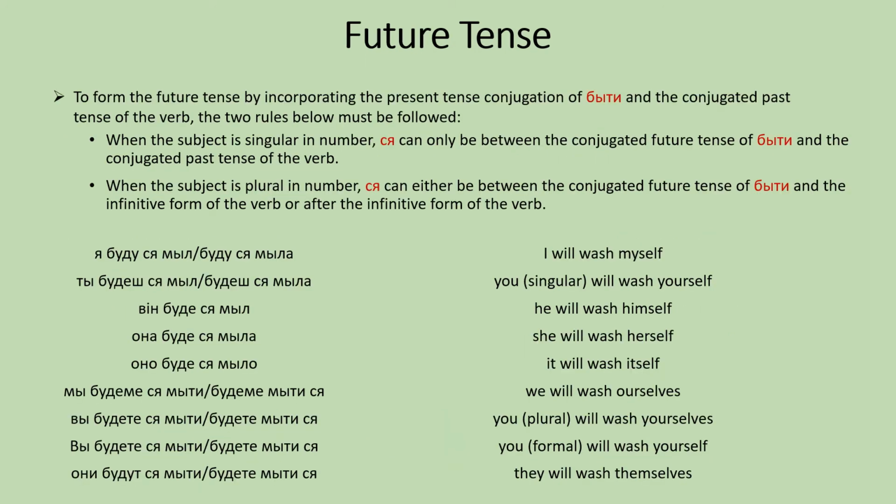Future tense. To form the future tense by incorporating the present tense conjugation of bote in the conjugated past tense of the verb, the two rules below must be followed. First, when the subject is singular in number, sha can only be between the conjugated future tense of bote and the conjugated past tense of the verb. And second, when the subject is plural in number, sha can either be between the conjugated future tense of bote and the infinitive form of the verb, or after the infinitive form of the verb. Let's take a look at the example below.